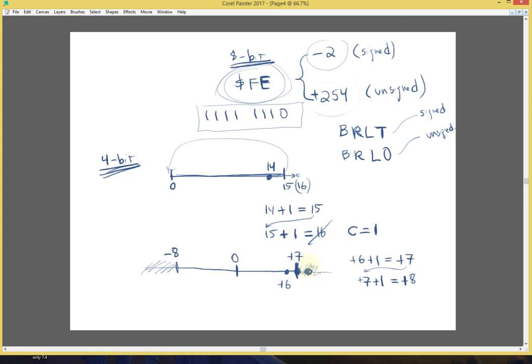It is not possible to represent +8 in sign interpretation. So this is going to make the overflow flag be set to 1, but not the carry.